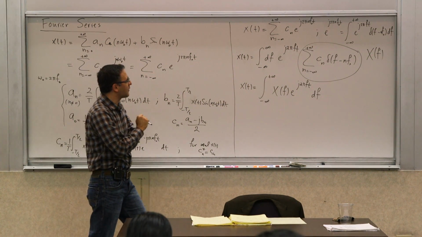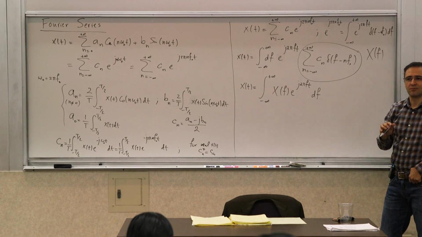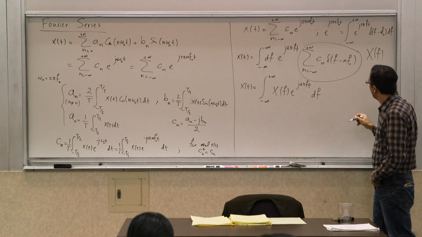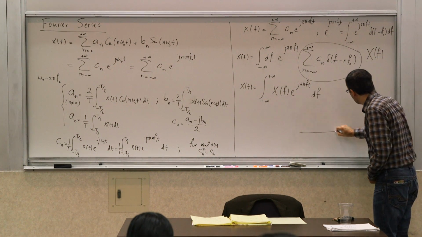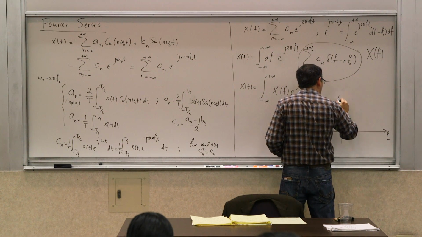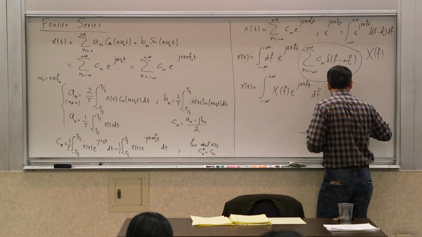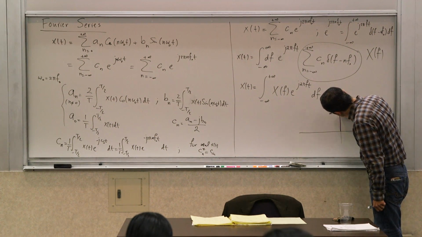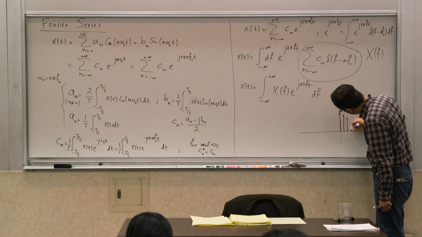So what does this circled object look like? It's a function of frequency, obviously, right? And it's a bunch of impulses. So if you look at it and plot it versus f, this is the way it looks. You have, this is the origin. So it has a bunch of impulses scaled by Cn's.